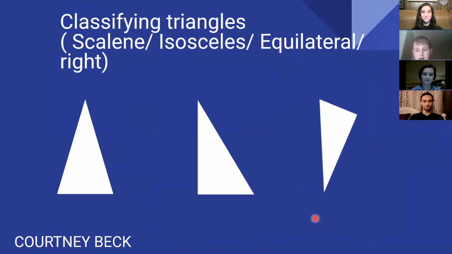Courtney, I have a question for you. How would you classify triangles such as the scalene, the isosceles, and the equilateral triangles? You can see that I have 3 different triangles on this slide.